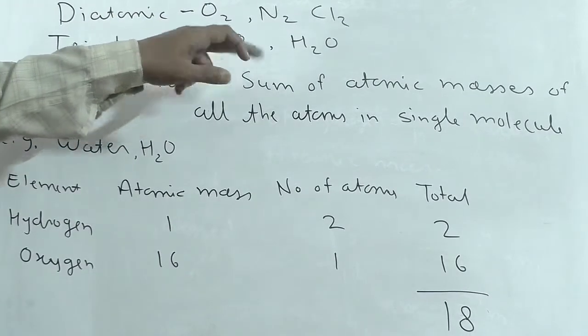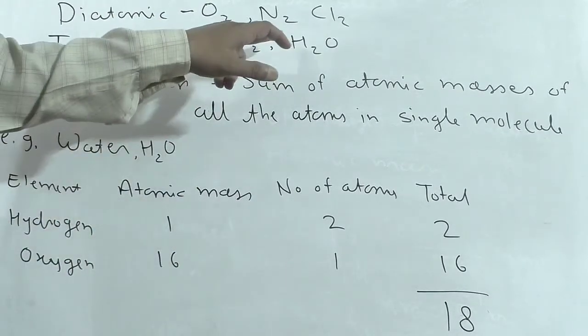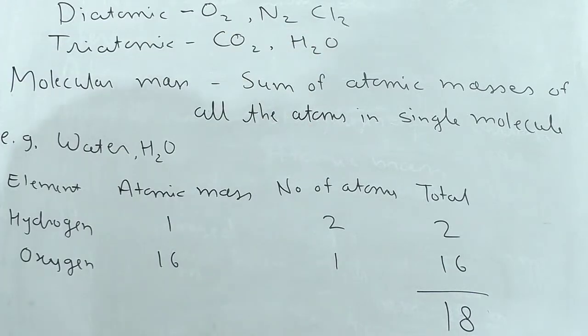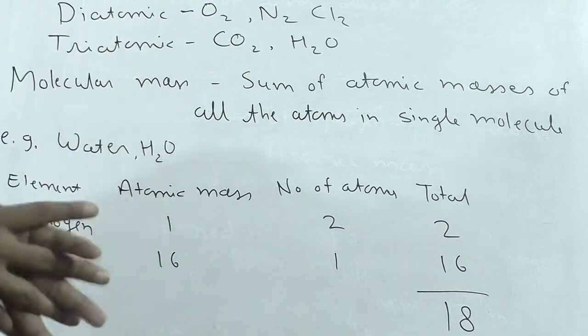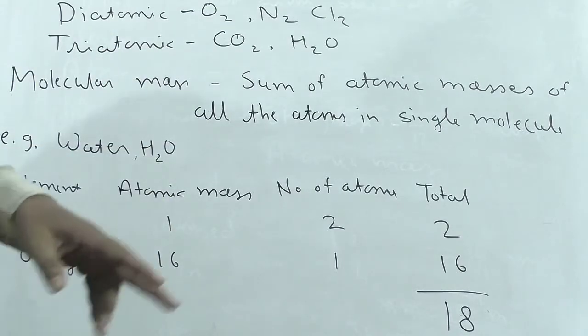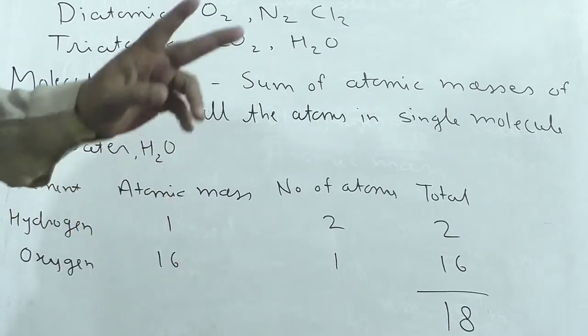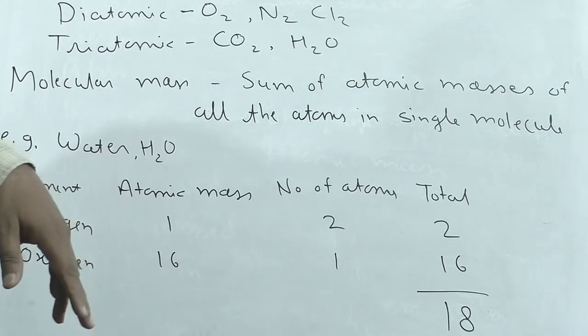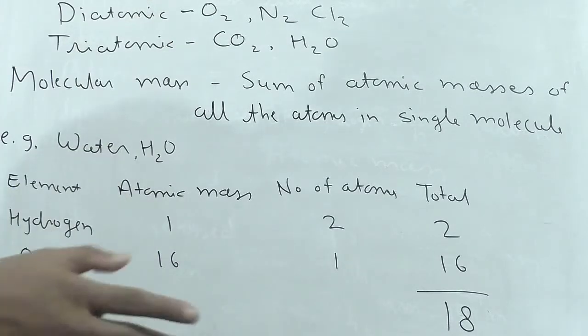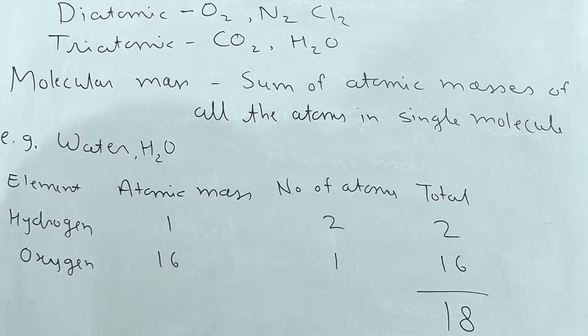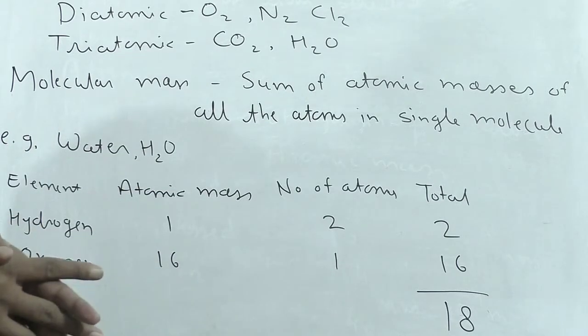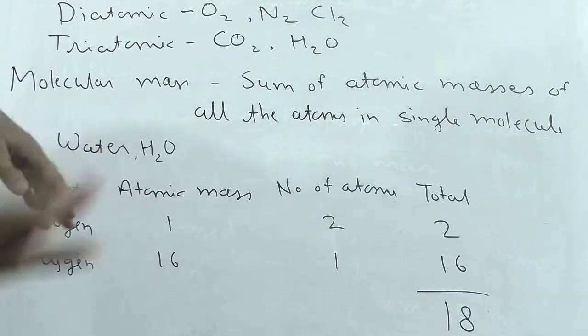CO2, one carbon and two oxygen. Water, two hydrogen, one oxygen. These are triatomic. There are many tetraatomic molecules also. NH3, ammonia: nitrogen 1, hydrogen 3, tetraatomic. Many more. Sulfuric acid, H2SO4, has 7 atoms. Okay, we'll see later on.